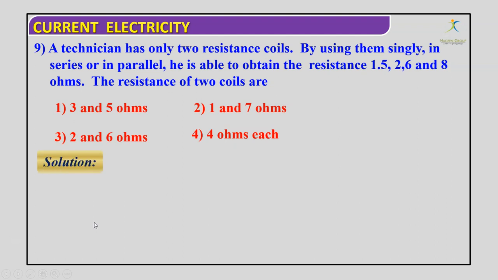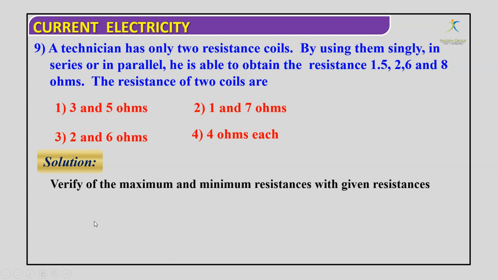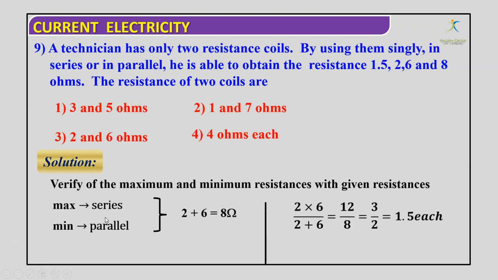Let us move with the solution part. Verify the maximum and minimum resistance with given resistances, maximum in series and minimum in parallel. So 2 plus 6 is 8 and the parallel is 1.5. That means we can say the correct answer for this question is option 3.